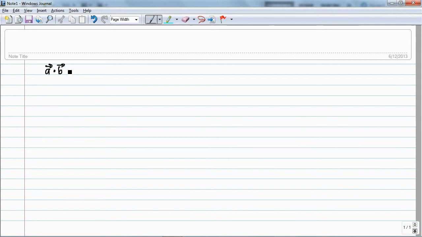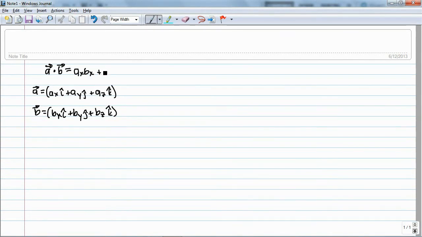or non-vector value. And so if I have a vector A is equal to ax i hat plus ay j hat plus az k hat, and I have a vector B that's equal to bx i hat plus by j hat plus bz k hat, then the dot product is just going to be ax bx plus ay by plus az times bz.